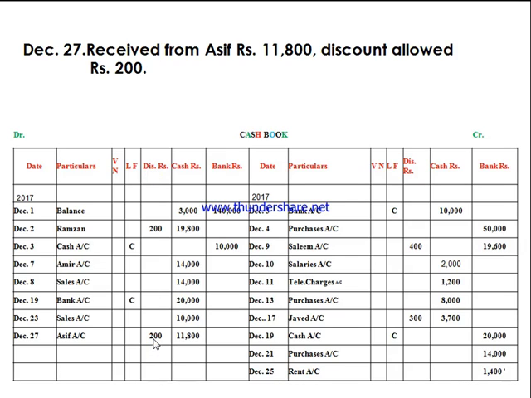So 200 in the discount column and 11,800 in the cash column, and all this transaction is related to Mr. Asif. So in the particulars, write down the party's name, the customer's name, Mr. Asif. So we will write this transaction on the receipt side.